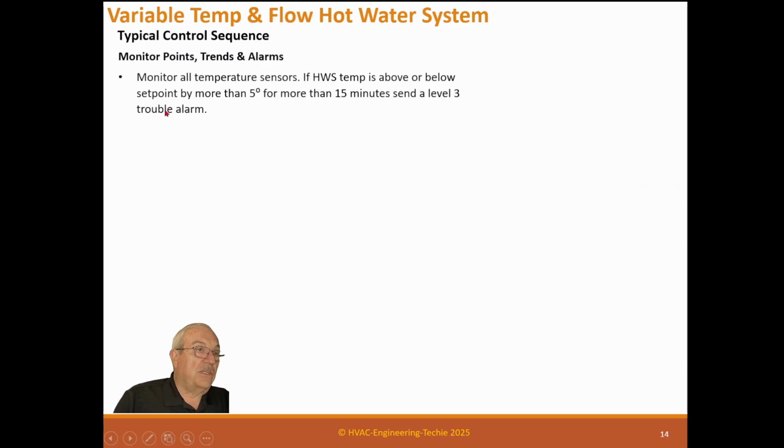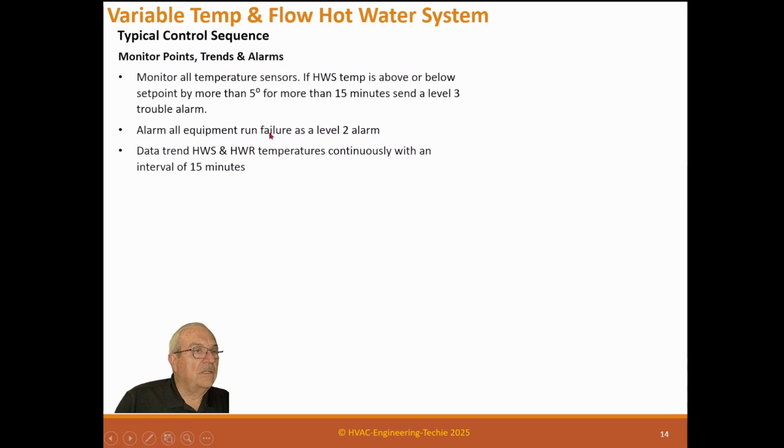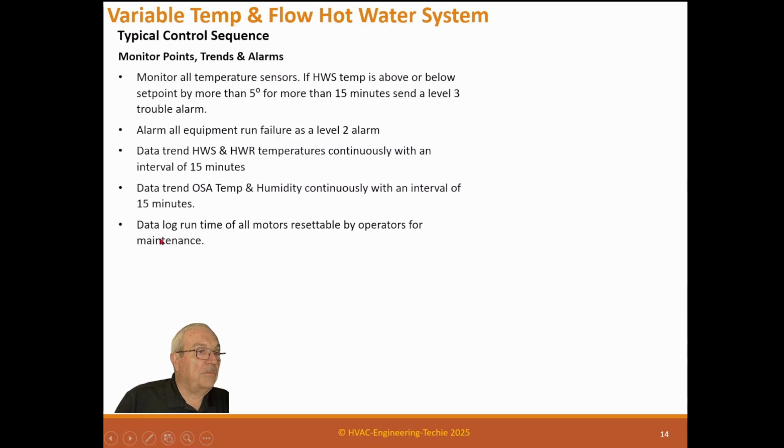Typical control sequence with the monitor points for this: monitor all temperature sensors of the hot water supply temperatures above or below set point for more than 5 degrees for more than 15 minutes into level 3 alarm. Alarm equipment fan failure at level 2 alarm. Fan failure. All equipment run failure. Run trend hot water supply return continuously for 15 minutes. Data trend outside air humidity 15 minutes. Data log run time of all motors resettable by operators for maintenance.